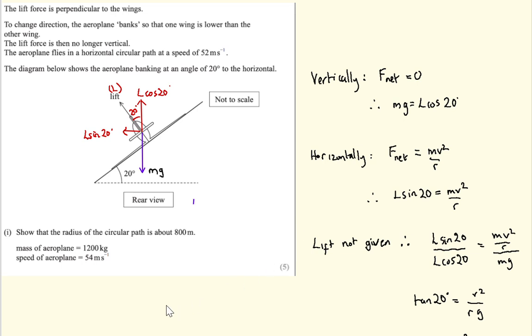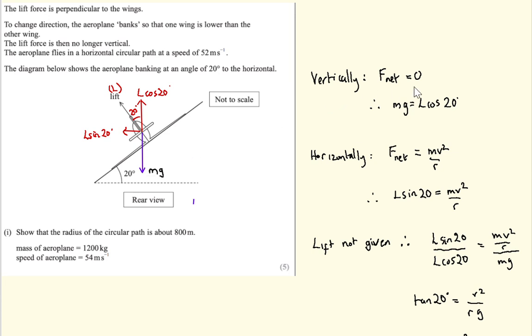To answer this question, we need to look at some key pieces of information. This plane is banking to the left at an angle of 20 degrees, and it moves in a horizontal circular path. When it says that, that means that in the vertical direction the plane is not moving, so therefore there is a component of lift, L cos 20, which counters the weight, and that therefore we will have no net vertical motion.